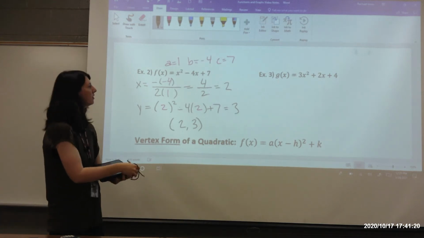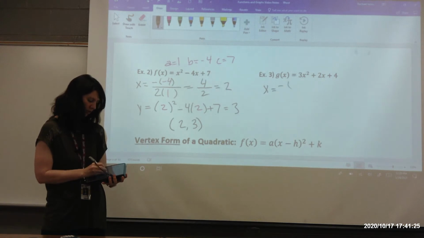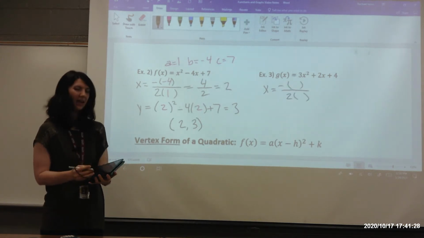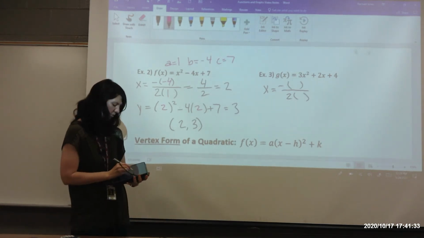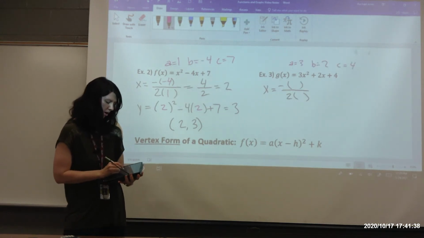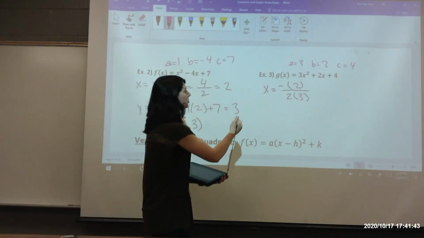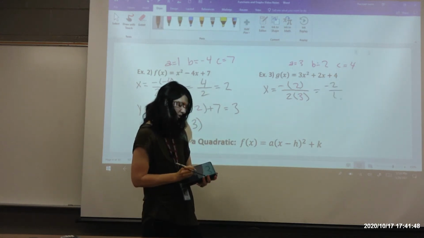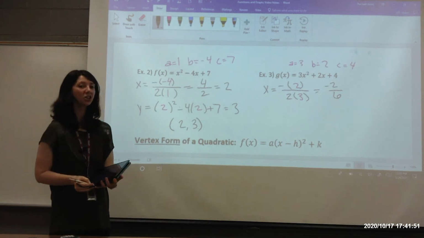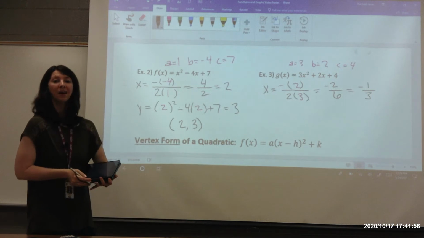Okay? I'm going to give you a minute on example 3 to find your axis of symmetry. So plug in your b and your a and simplify. Okay, so our a should have been 3, our b 2, and our c is 4. Plug in our negative b over 2 times a would be a negative 2 divided by 2 times 3. And if we simplify that, we get negative 2 over 6. It's a fraction. We can simplify the fraction, negative 1/3, but it's not a whole number, and that's okay.